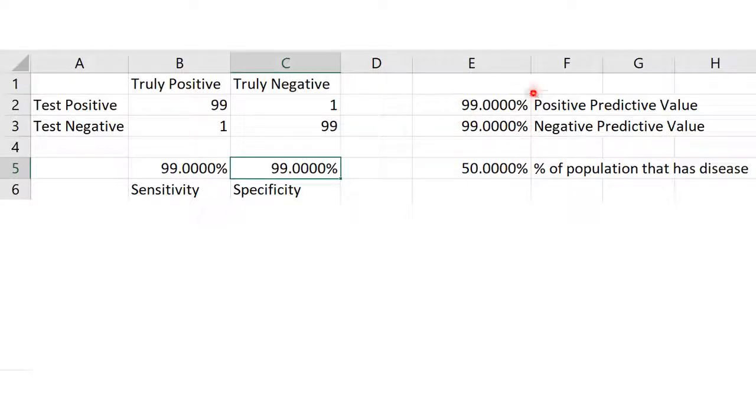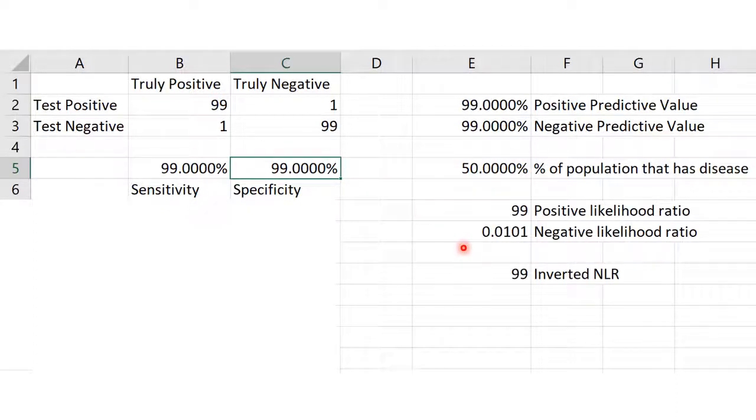So if you walk in and go to the doctor and they give you some test and it comes back positive, this is more often than not the number you want to know, because you're trying to go from I have a test result, do I have the disease, instead of sensitivity and specificity, which is I have the disease, what was my test result?